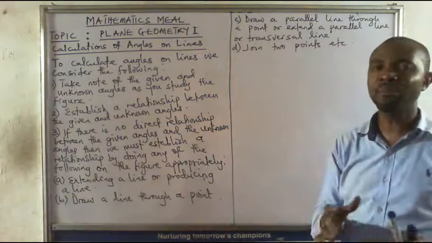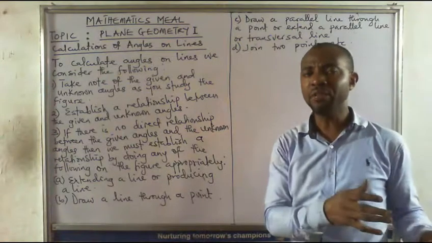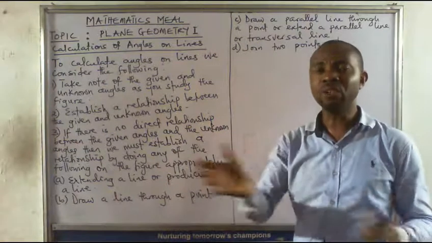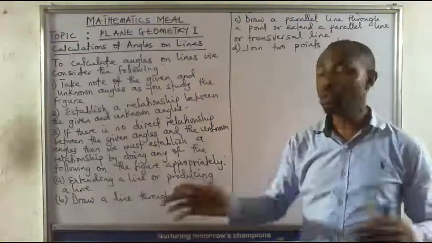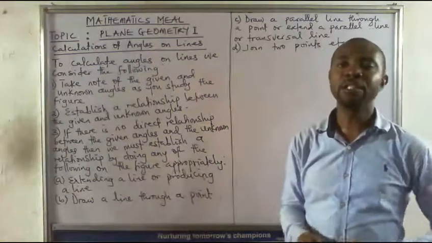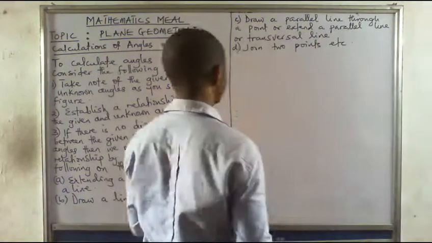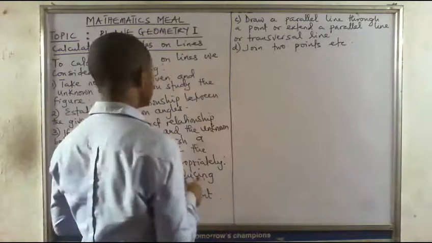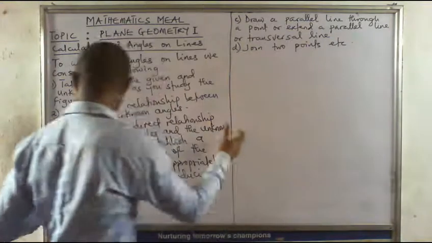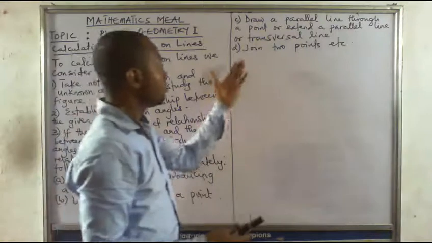You see that there are some figures that will be given to you, with the known angles, that's the given angles, and the unknown angles. They don't have any direct relationship. So you now need to do any of these things to establish a direct relationship between them. All right, we move on. So we can stop here.